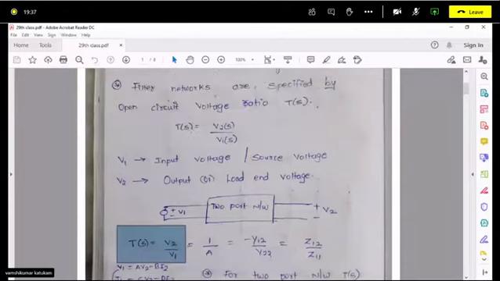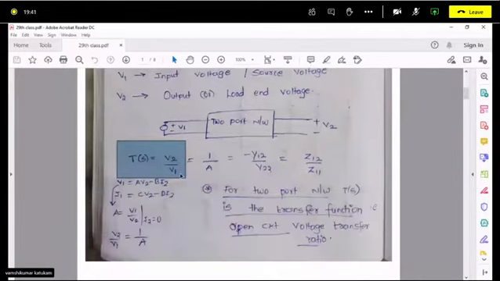So generally, filter circuits: you have passive filters and active filters. Take RLC, so you have a two-port network which is passive, and it is a filter circuit. Filter means it allows certain frequencies to pass through the circuit. So T of S is V2 upon V1, this is your two-port transfer function.